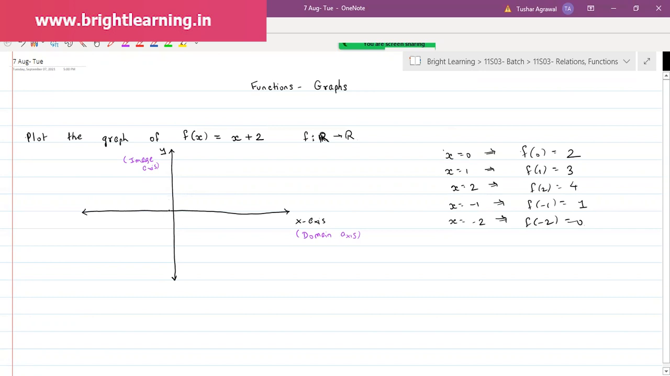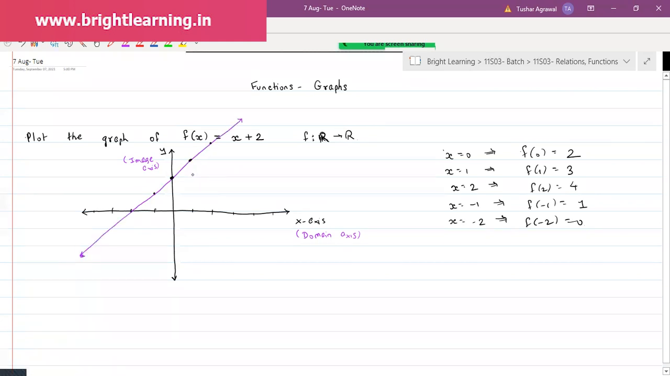So if I plot, if x equal to 0, where should my image be? My image should be over here. If x equal to 1, 2, 3, 4, 5, minus 1, minus 2, minus 3. If x equal to 1, my image should be over here. If x is equal to 2, my image should be over here, and so on. If x equal to minus 1, the image is 1. If x equal to minus 2, the image is 0. Now I directly join these points, and so this is the graph of my function.